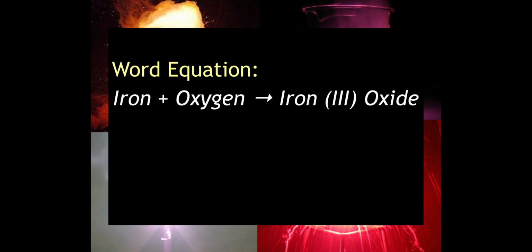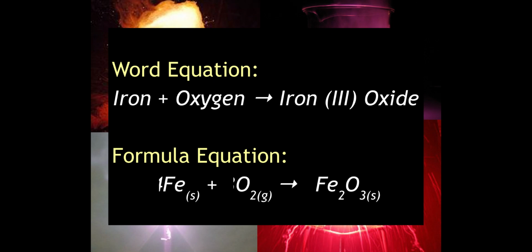Okay, so here's an example of a word equation. This has that format that we saw a second ago, where I take A plus B, and that yields something new. Okay, so you have iron plus oxygen yields iron 3 oxide. The 3 there, those are Roman numerals. Now, if you were asked to turn this word equation into a formula equation, you could do that by looking up the symbols for each of these on the periodic table.